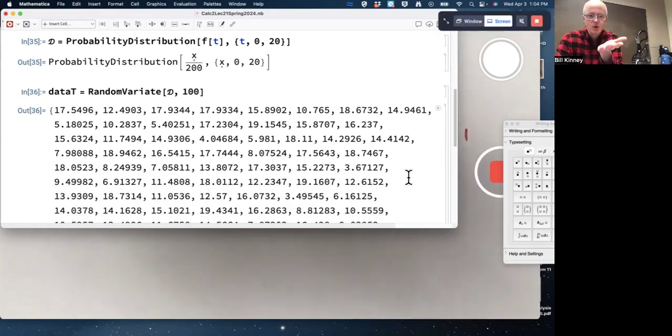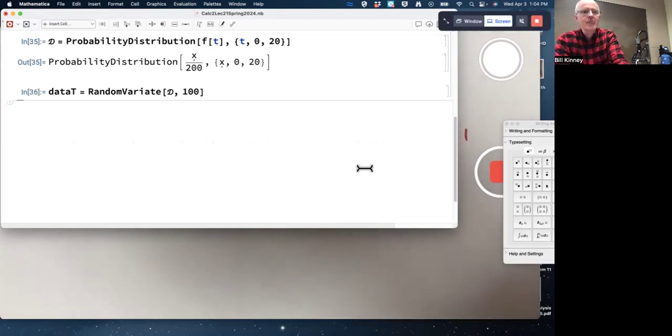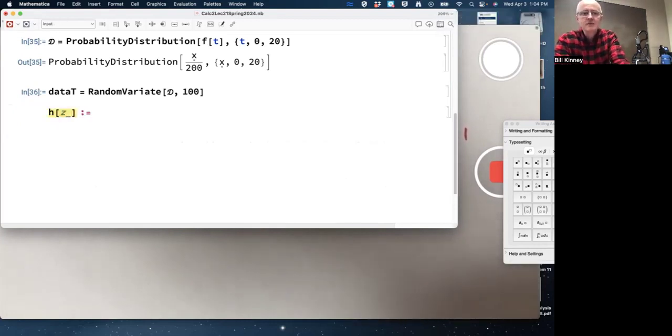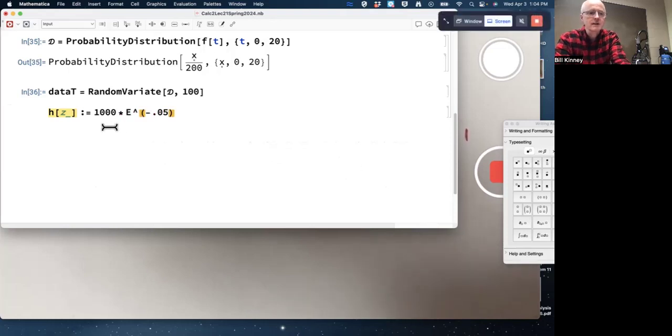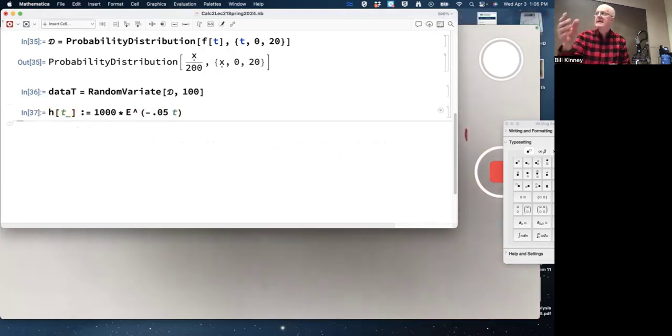Notice they're more typically close to 20 than they are to 0 for this triangular distribution. I could also define a function, I'll call it h of z, that is the present value. 1,000 times e to the negative 0.05. Actually, probably should call it t here. Negative 0.05 t. That's the function z equals 1,000 e to the negative 0.05 times t, using ordinary variables.